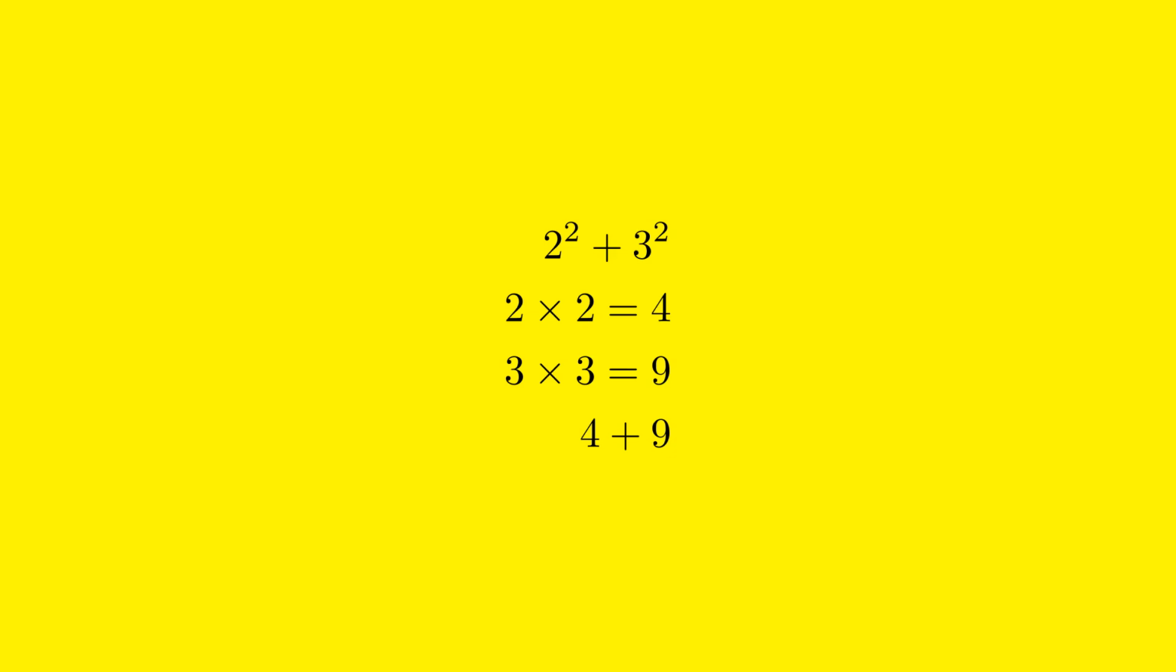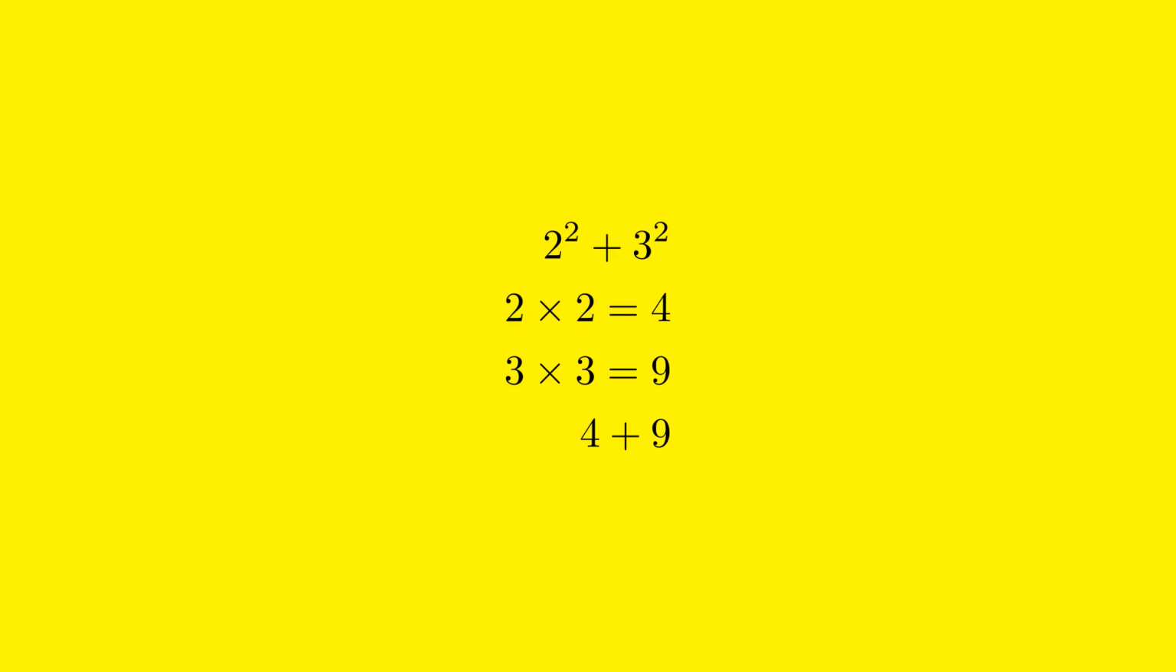Next, we have 3 raised to the power of 2. Similar to the previous part, this means that we multiply the number 3 by itself, which is 3 times 3. Now let's calculate that. 3 times 3 equals 9. So 3 raised to the power of 2 simplifies to 9. After these simplifications, the expression 2 raised to the power of 2 plus 3 raised to the power of 2 changes to 4 plus 9.